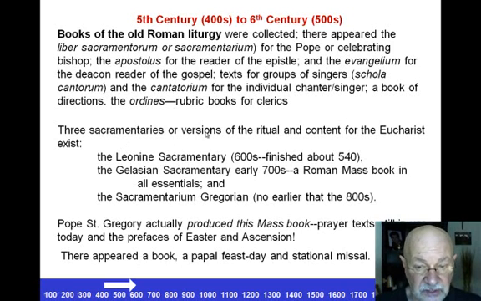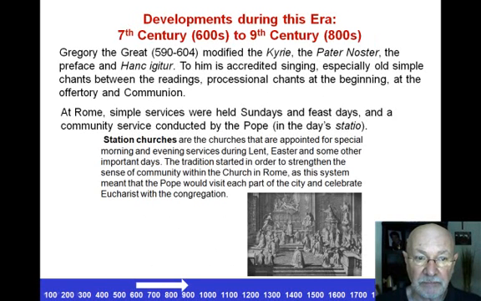Three sacramentaries, or versions of the ritual and content for the Eucharist, exist. One was the Leonine Sacramentary, about 600, finished about 540. The Gelasian Sacramentary, about the year 700, a Roman Mass book. And the last and most important was the Sacramentarium Gregorianum, no later than the 800s. Pope St. Gregory actually produced this Mass book, with prayer text still in use today and the prefaces for Easter and Ascension. There appeared a book, a papal feast day, and stational missal.